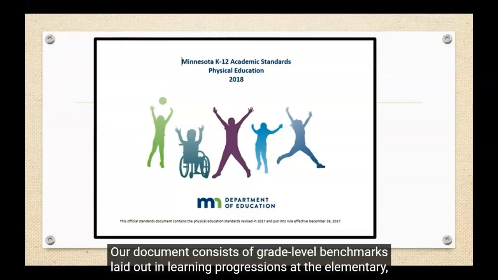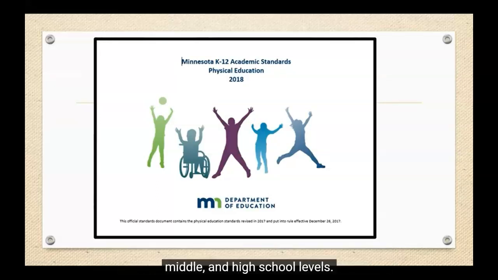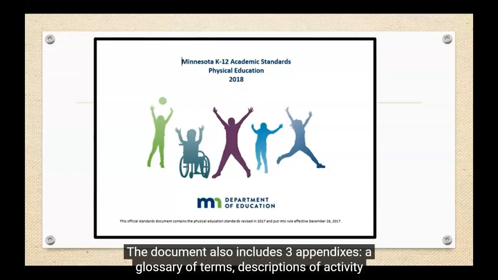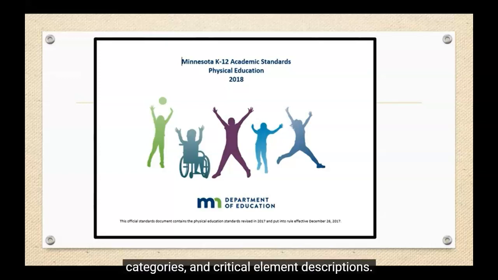Our document consists of grade level benchmarks laid out in learning progressions at the elementary, middle, and high school levels. The document also includes 3 appendixes: a glossary of terms, descriptions of activity categories, and critical element descriptions.